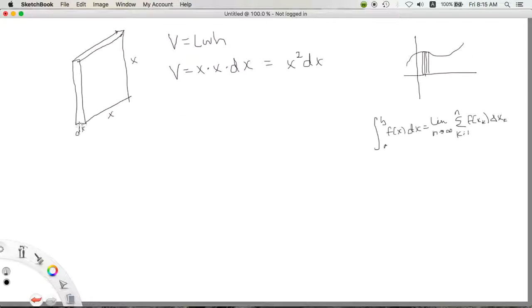Now the thing that you're going to notice is on all our slices, just like when we had our rectangles, the width of our rectangles was dx, or if we went the other way, it was dy. We're going to have the same thing here with our slices of volume.